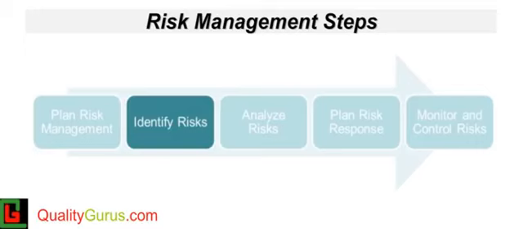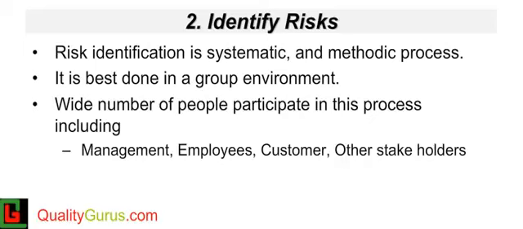Once the plan is in place, identify risks is the first key step in actual management of risks. This is the process of identifying the potential risks, their root cause, and the risk consequences. Risk identification is a systematic process. It is a group effort, where subject matter experts from various groups participate.